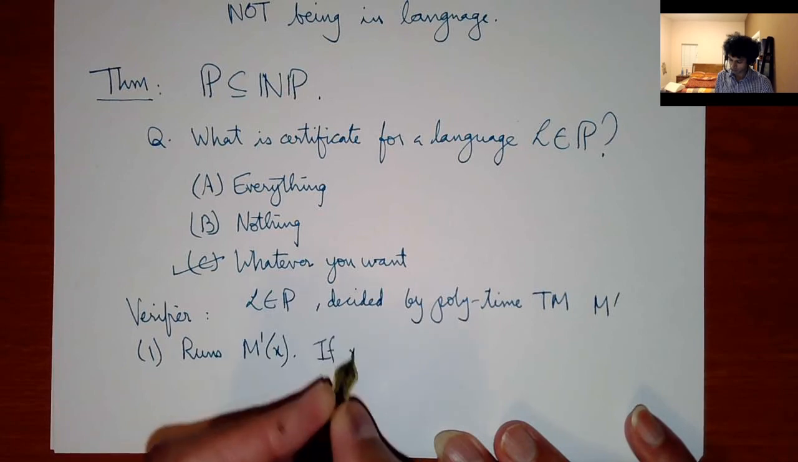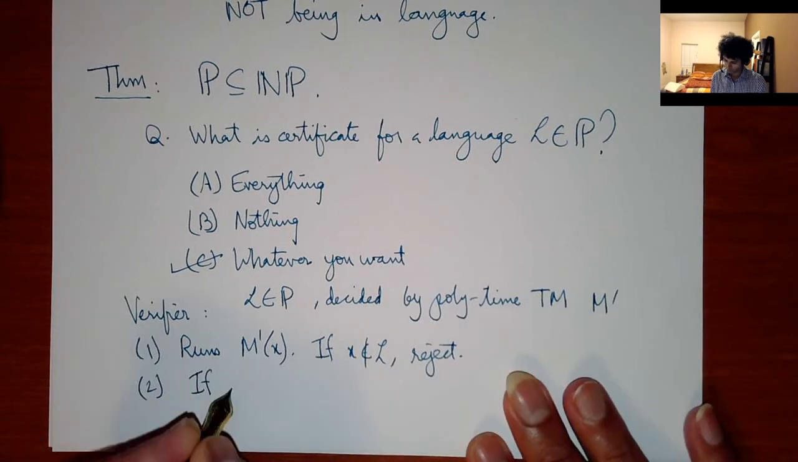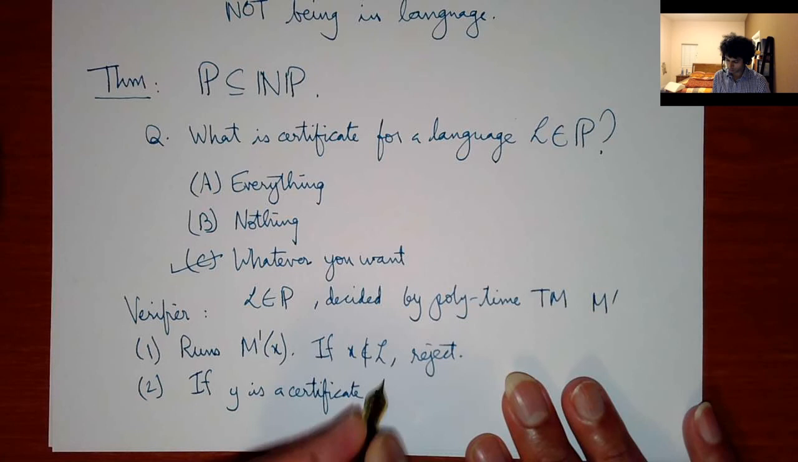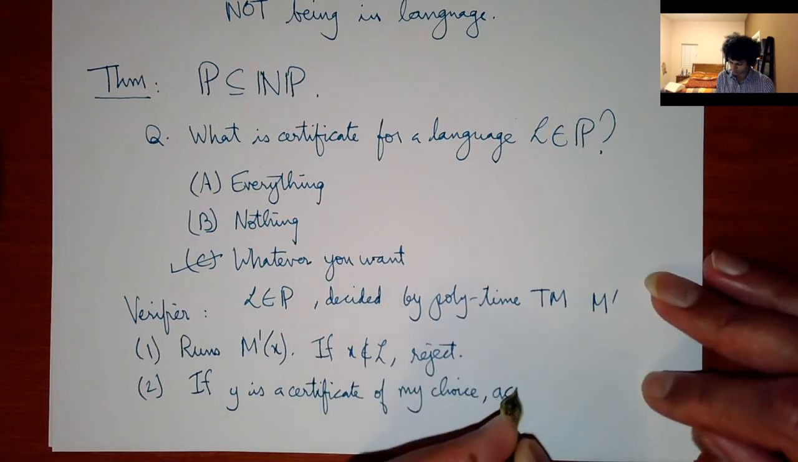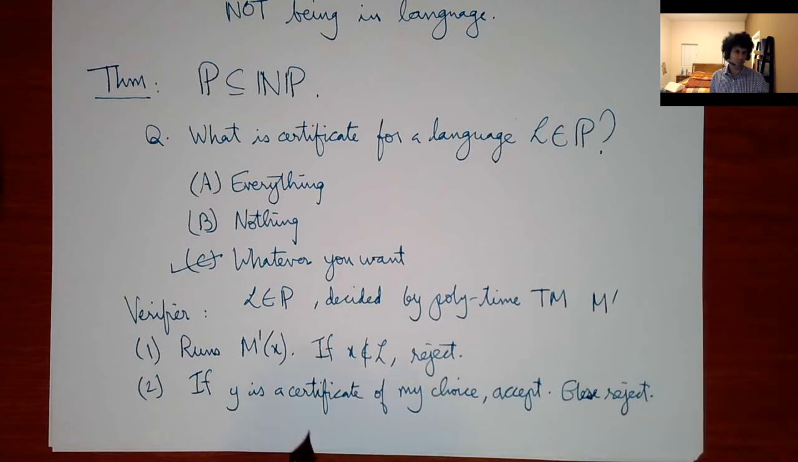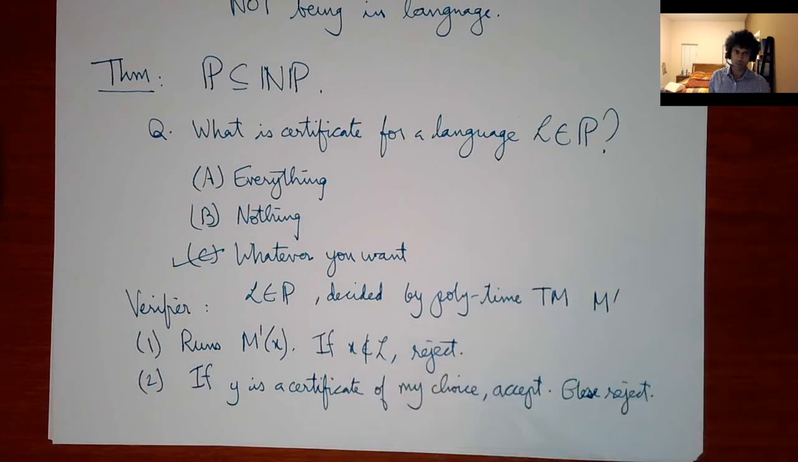Okay, so if X is not in L, then just reject. Then what I can say is, if Y is a certificate of my choice, accept, else reject. And I'm assuming that there exists some certificate of my choice, that the certificates are some non-zero subset that I can select from. I put this only to say that you might think I can just say if X is not in L, reject, otherwise accept, which works as a verifier. You can also put in this extra condition just to say specifically accept some certificates over the others. Does this make sense?